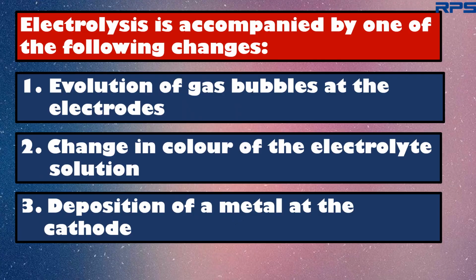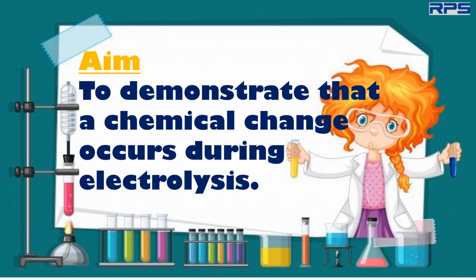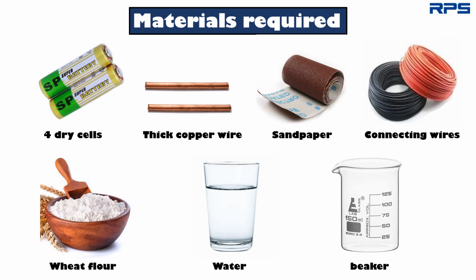It is important to note that electrolysis is accompanied by at least one of the following changes: evolution of gas bubbles at the electrodes, change in color of the electrolyte solution, and deposition of a metal at the cathode or negative electrode. Now let us try to understand electrolysis through an experiment. The aim of the experiment is to demonstrate that a chemical change occurs during electrolysis. In order to perform the experiment, you will require 4 dry cells, 2 pieces of thick copper wire, sandpaper, connecting wires, wheat flour, water, and a beaker.